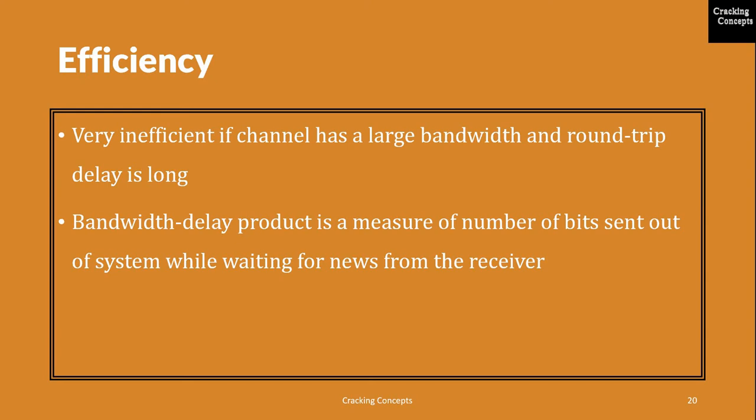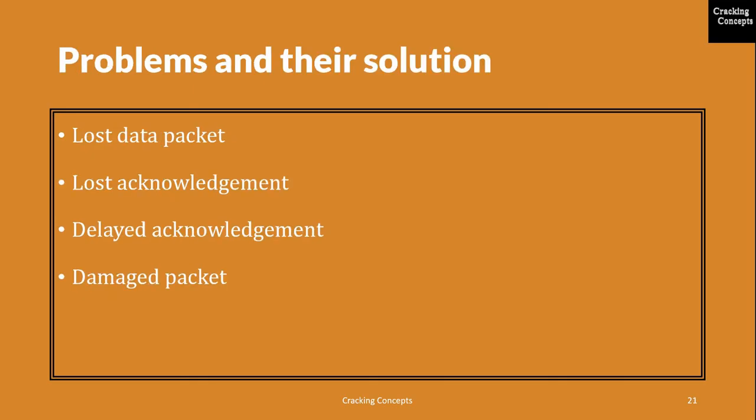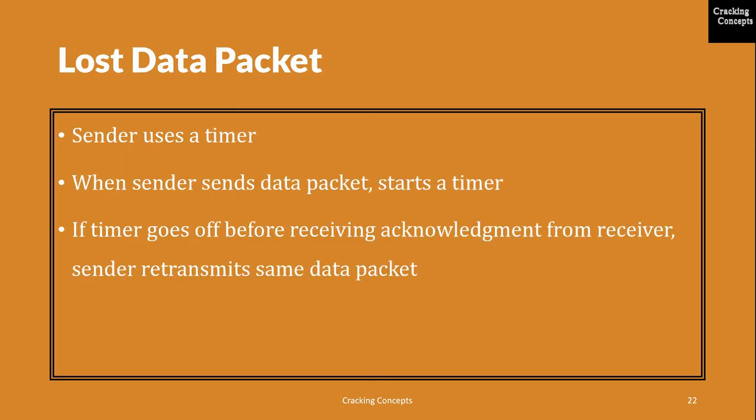Now, looking into the efficiency, it is very inefficient if the channel has a large bandwidth and if the round trip delay is long. The product of these two properties is called bandwidth delay product. It is a measure of the number of bits we can send out of a system while waiting for news from the receiver side. Now, we will see some of the problems that are addressed by stop and wait ARQ and how they are solved. We'll look into it one by one.